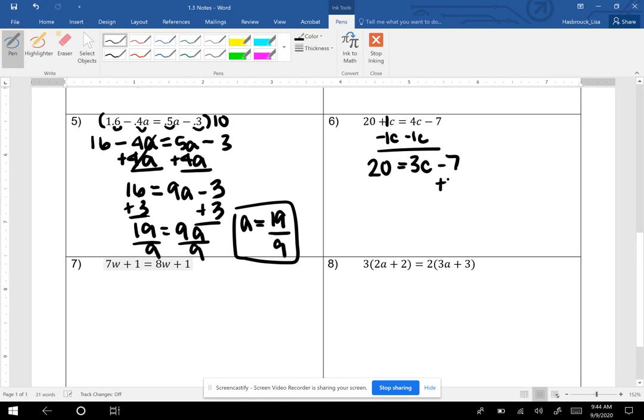Now I'm going to move the 7 by adding it to each side. I get 27 equals 3 times c, and then I divide by 3 to get c alone. So my final answer is c equals 9.